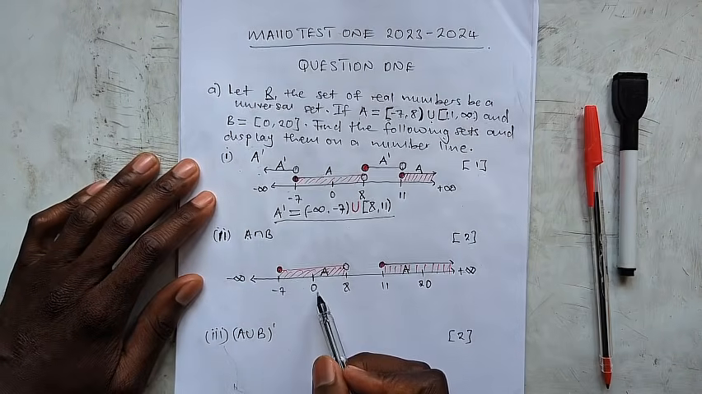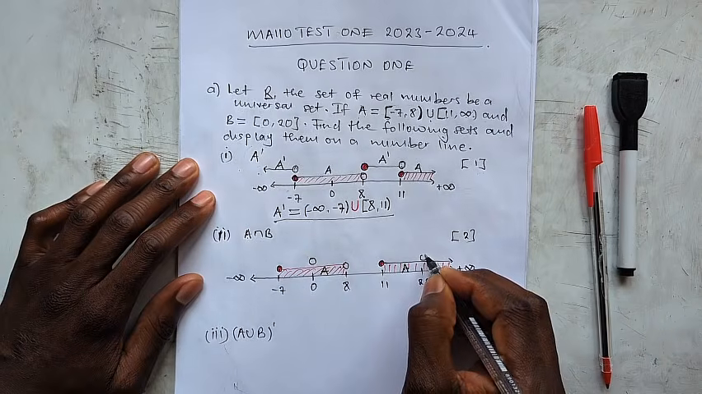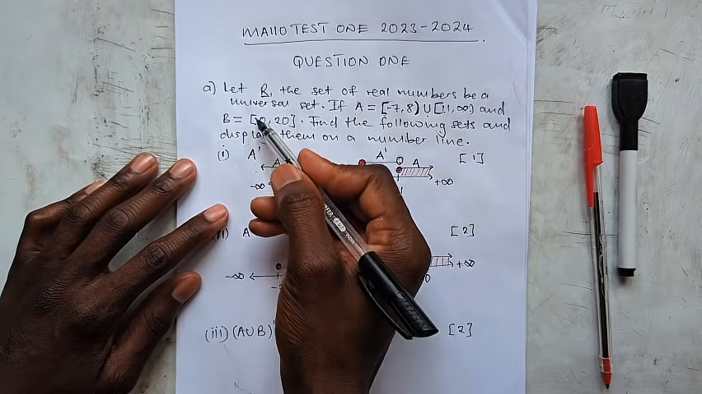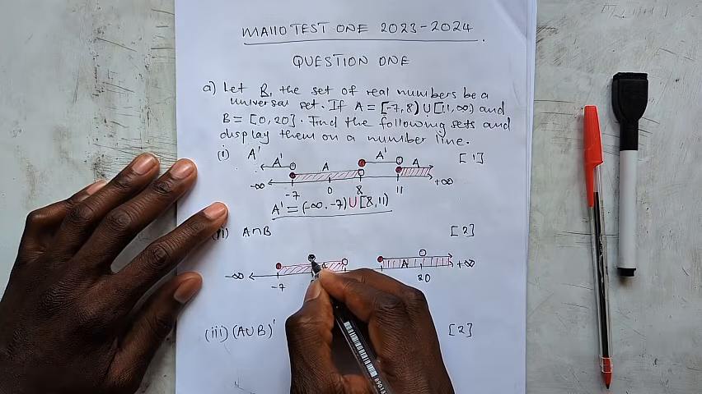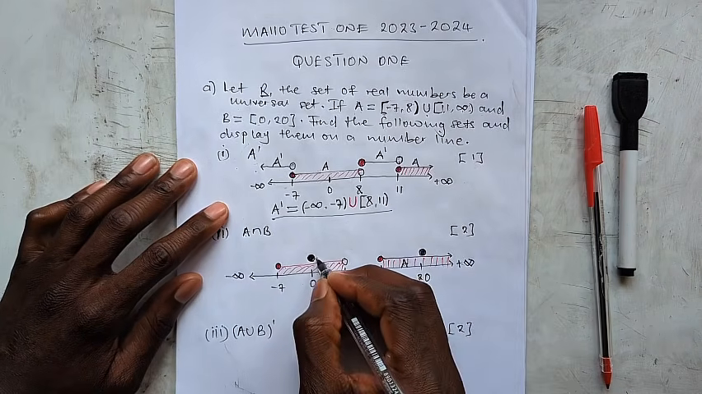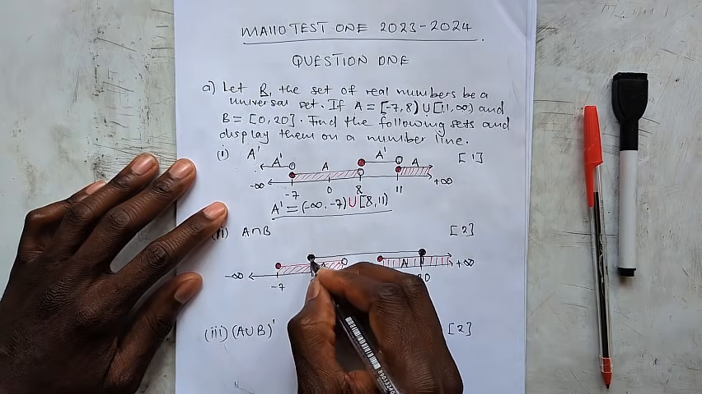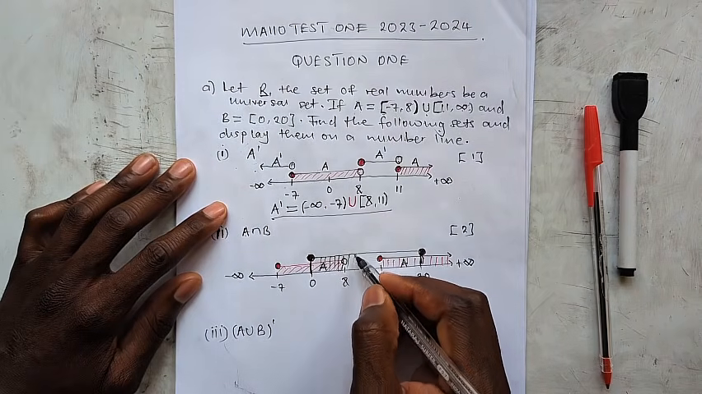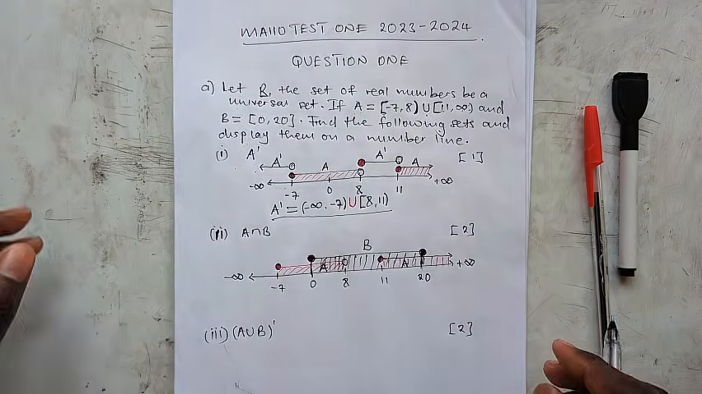Let's try to come up with set B. Set B starts from here all the way up to 10 somewhere there. And what type of brackets do we have? We have closed intervals. So we expect these circles to be shaded circles on top of these same elements. So we connect as well. Set B starts from here all the way up somewhere there. So shade all these parts, they represent set B.